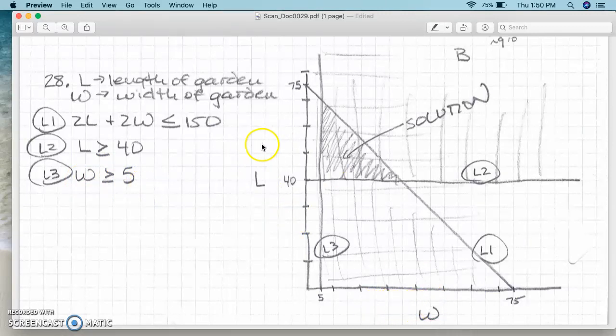Again, you could put them in either place. It's okay, but your solution will look a little different. And I should have a line at 5 for W, shade that way. A line at 40 for L, shade above. And this is my little solution where all three meet. How I got 75 for length and width is I did the intercept. So if L was 0 and I solved for W, I would get 75. And if W was 0 and I solved for L, I would get 75. Okay? Keep plugging away at these guys.